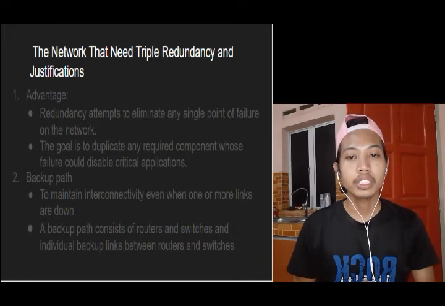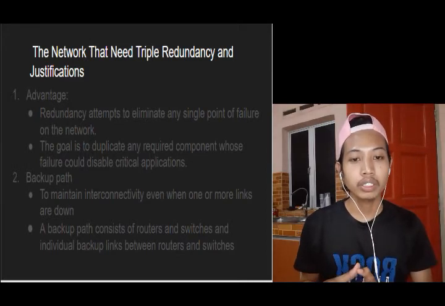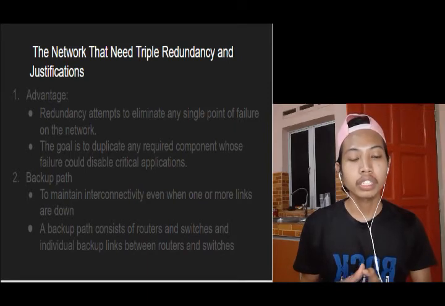The question is the indication of which parts of the network need triple redundancy, and their justification. First, my opinion is that the hospital needs triple redundancy because the advantage of triple redundancy is to eliminate any single point of failure of the network. Second, the goal is to duplicate any required component whose failure could disable a critical application.